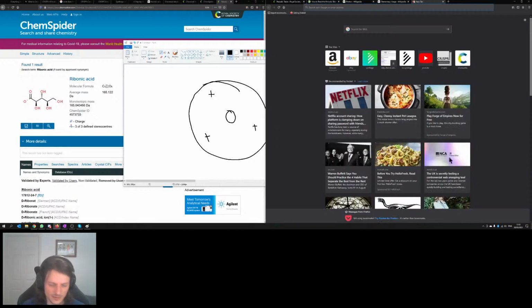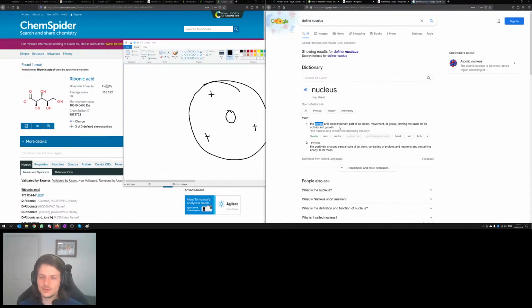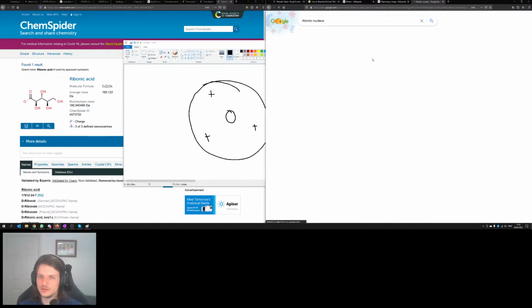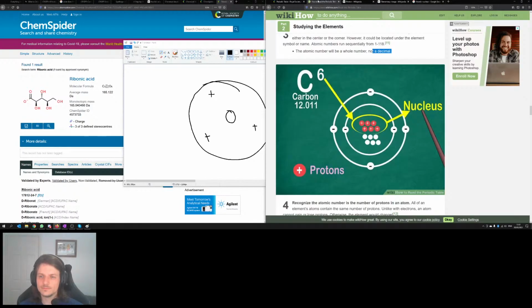Let's have a look. The central and most important part of an object, movement, or group, forming the basis for its activity and growth. That's not very helpful. The atomic nucleus is the small, dense region consisting of protons and neutrons at the center of an atom. Consisting of protons and neutrons, okay. I wonder what these are supposed to represent.